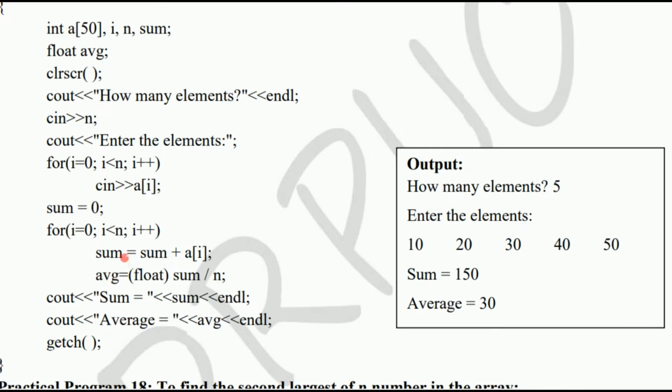Then avg is equal to sum divided by n. But we have used the typecasting method because sum is of type int, and n is also of type int. To convert it to float type, sum divided by n, we have used typecasting. Then it will be converted to float type and the answer will be assigned to avg. Then the average is equal to 30.00. Then cout sum is equal to sum. It will display the sum and average is equal to avg.